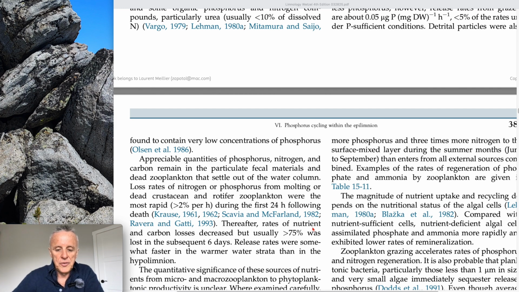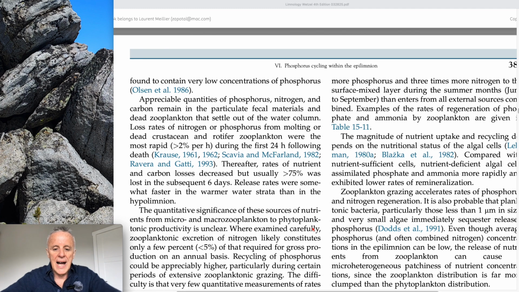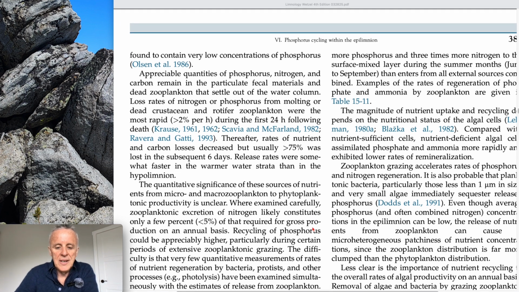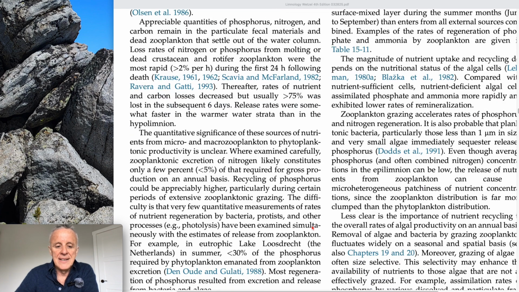Appreciable quantities of phosphorus, nitrogen, and carbon remain in the particulate fecal materials and dead zooplankton that settle out of the water column. Loss rates of nitrogen or phosphorus from molting or dead crustacean and rotifer zooplankton were the most rapid during the first 24 hours following death. Thereafter, rates of nutrient and carbon losses decreased, but usually greater than 75% was lost in the subsequent 6 days. Release rates were somewhat faster in the warmer water strata than in the hypolimnion.